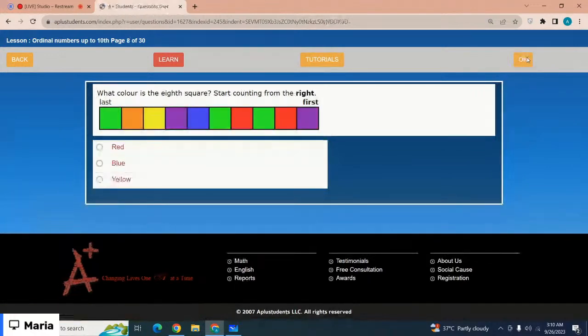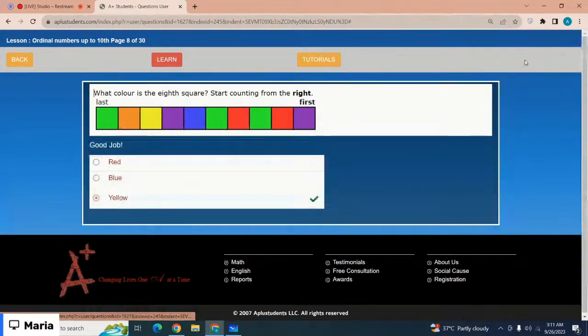What color is the eighth square? Which is the correct option? Yes, again, the eighth square is yellow. The correct option is yellow.